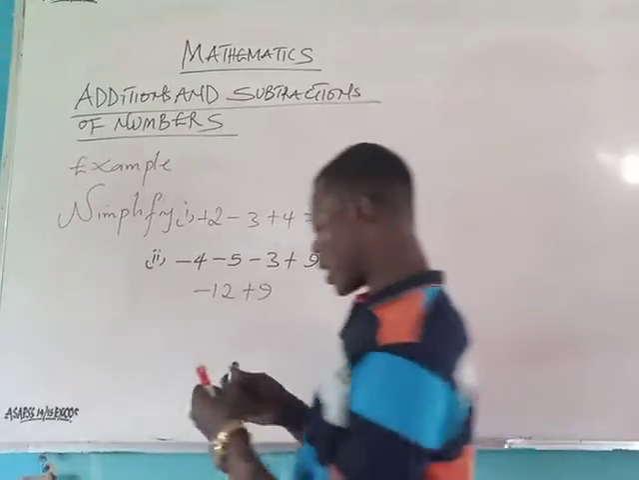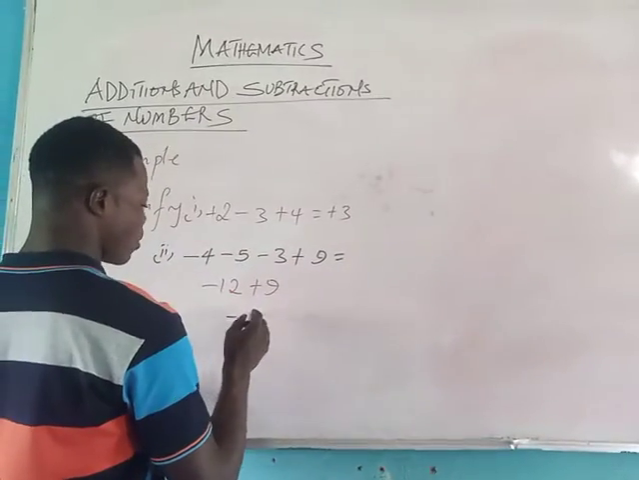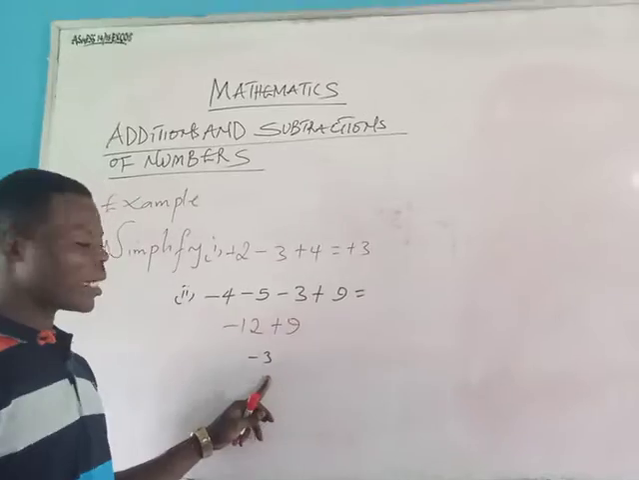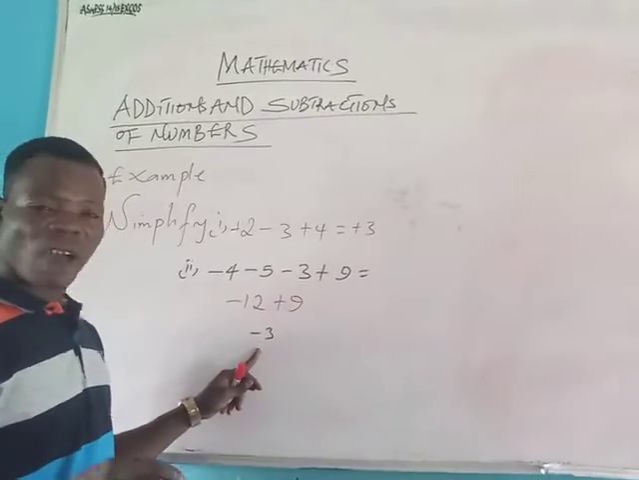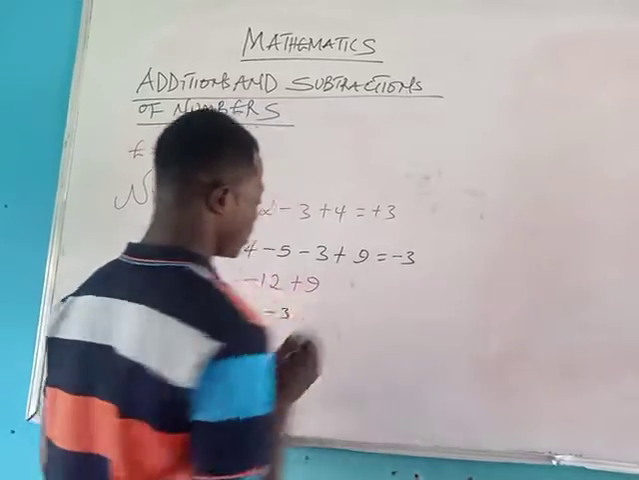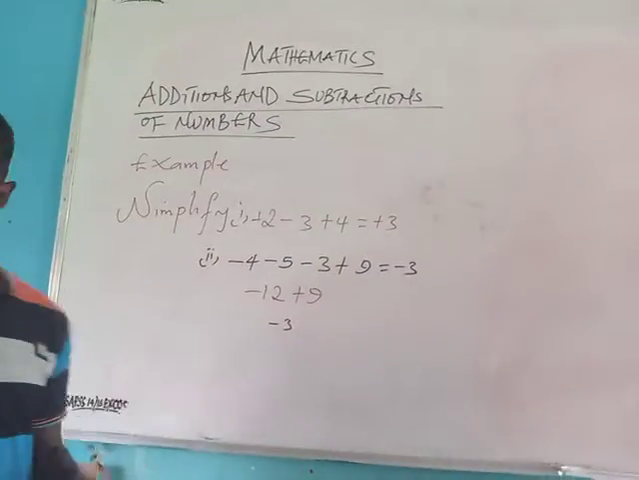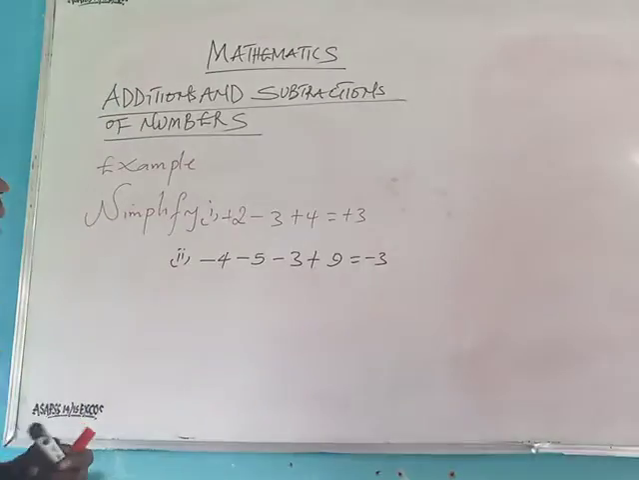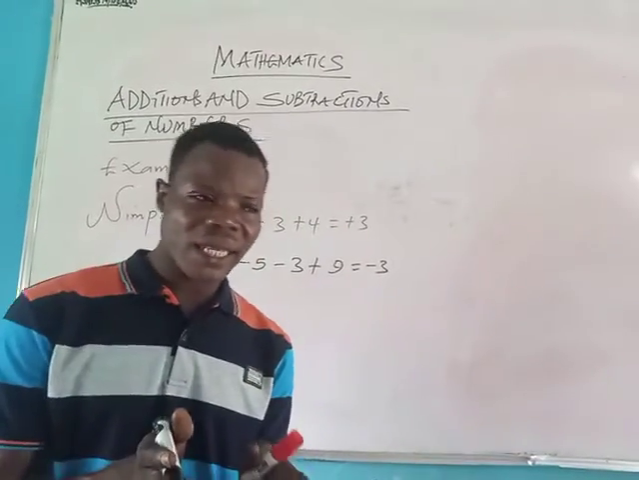And that is why the answer here will be what? Minus 3. It means you are going to give that person later, when you have money, minus 3. And the answer to this will be minus 3. We can see that this is very simple.